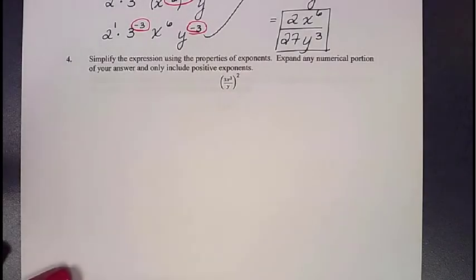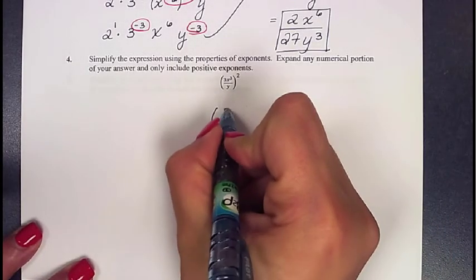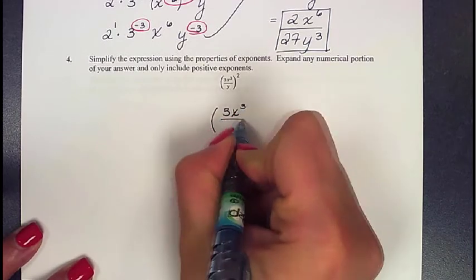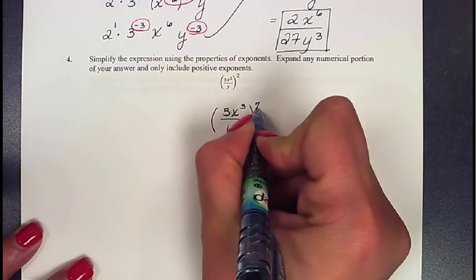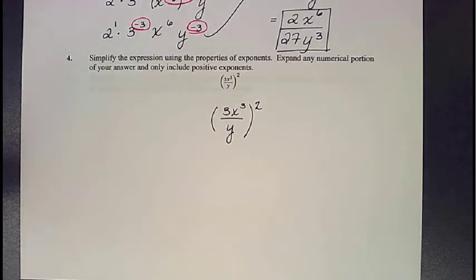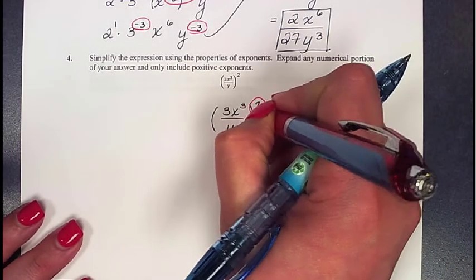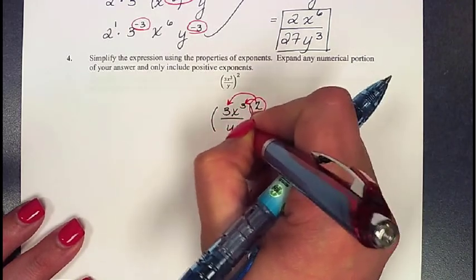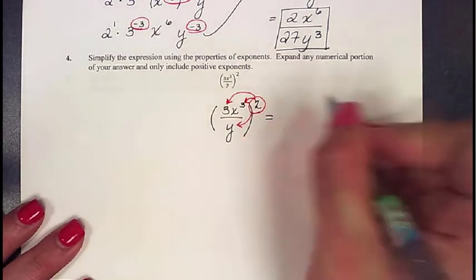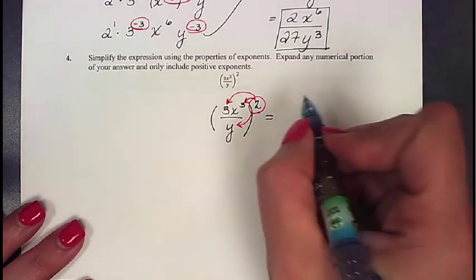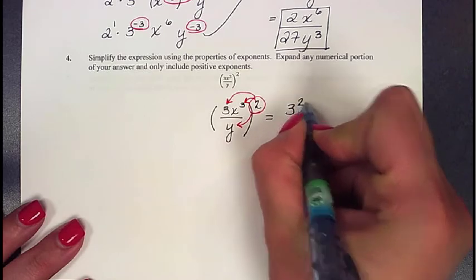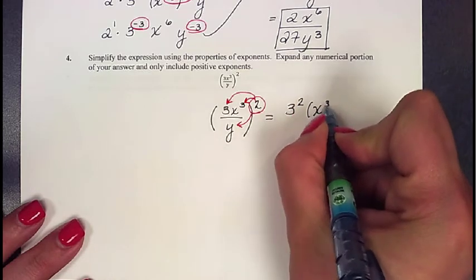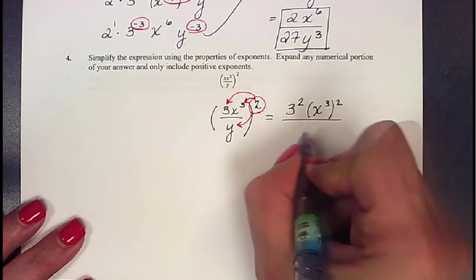Okay, so for our 4th example here, we've got (3x^3 over y) being raised to the 2nd power. And basically, again, we've got multiple things inside of our parentheses being raised to an additional power of 2. So everybody in the parentheses is going to get this power of 2, the 3, the x cubed, and the y. And again, I'm going to write this out in phases, but you can definitely skip some steps if you want to. So this would be 3 squared, x to the 3rd squared, over y squared.